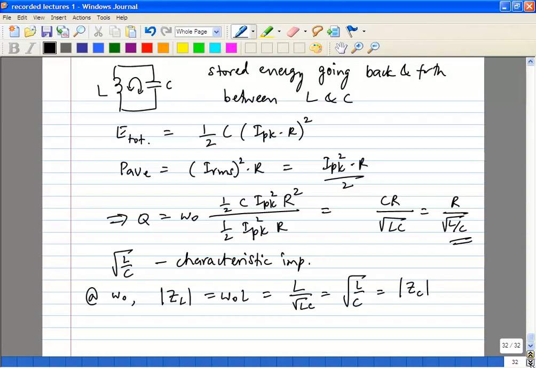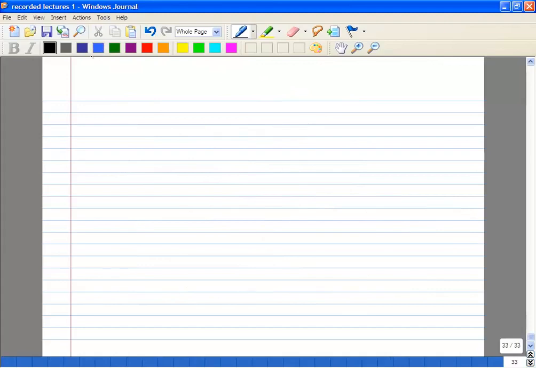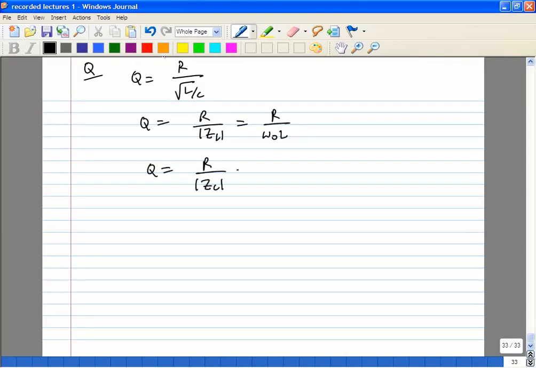Okay, so what you'll see is basic forms of Q are, you'll see Q equals R over root of L over C, and you'll see Q equals R over omega naught times L, and you'll see R over, which is omega naught RC. Okay, so these are the different forms of Q.